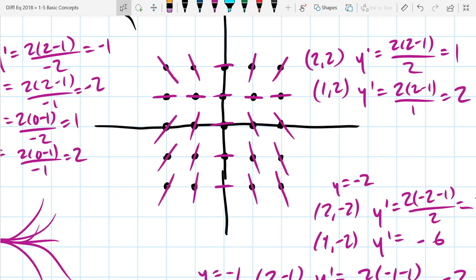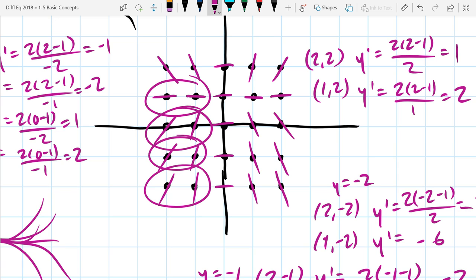Now, generally, unless your differential equation, your y prime, is really ugly, it should form some type of pattern. May not be obvious, but there should be. For example, if you kind of look as we move up here, there is a pattern going on, right? They're getting basically more positive as you move up, or I should say more negative as you move up, but there's kind of a pattern you can see.